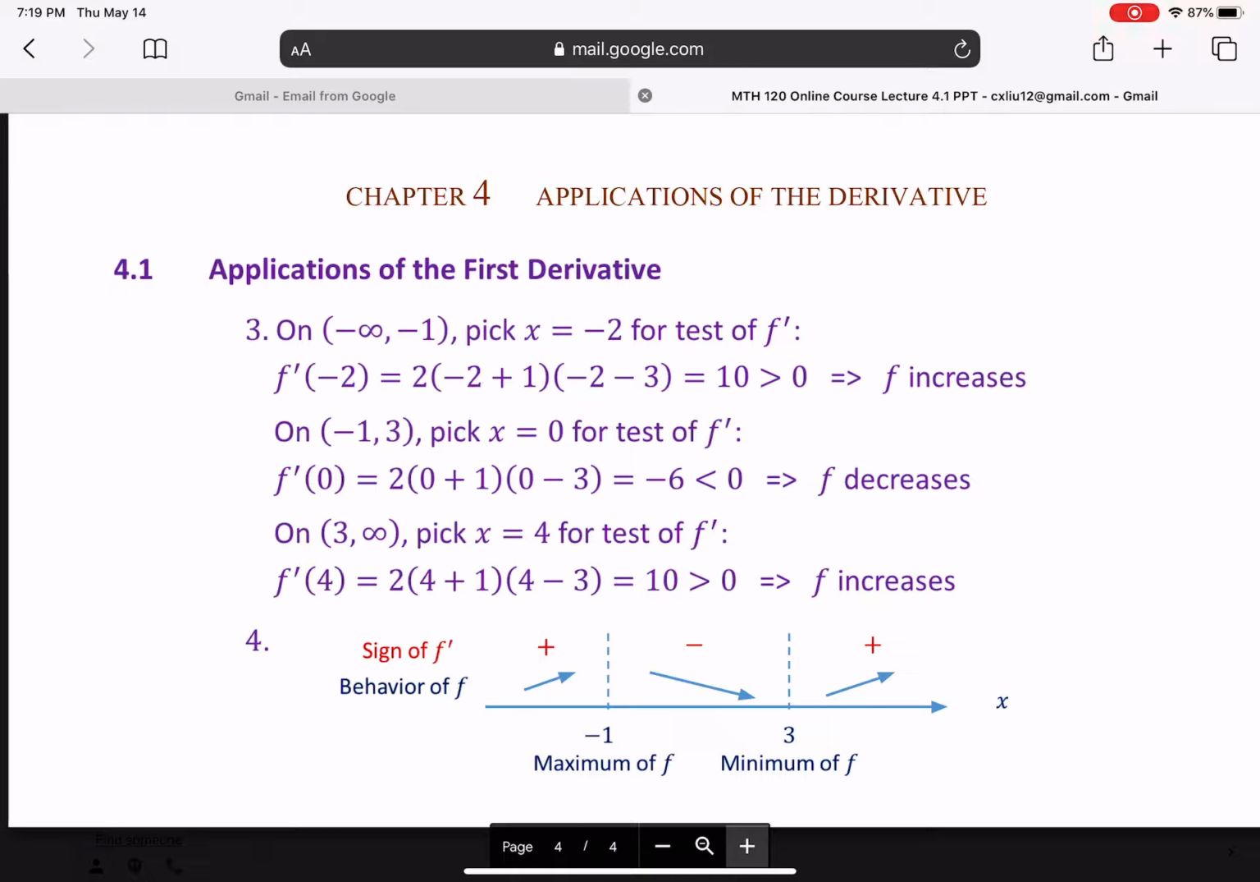So the function increases on the left, decreases in the middle, and increases again on the right. So you can see the function attains a maximum at x equal to -1, and attains a minimum at x equal to 3. So that's the first derivative test. We're going to talk about 4.2 next time.